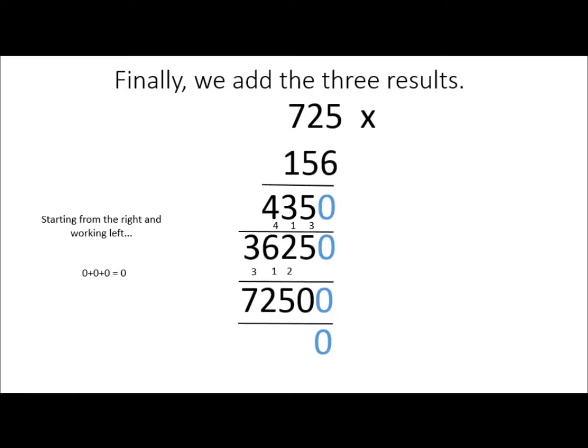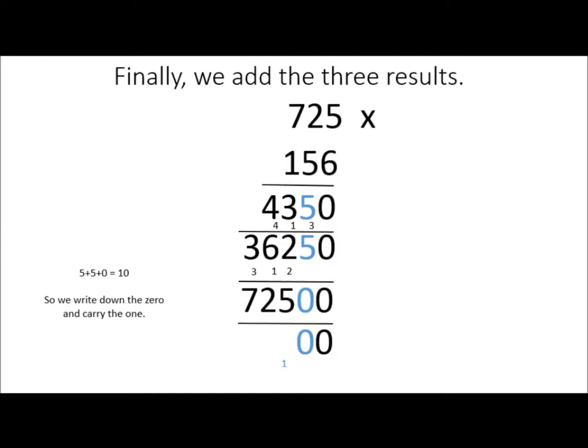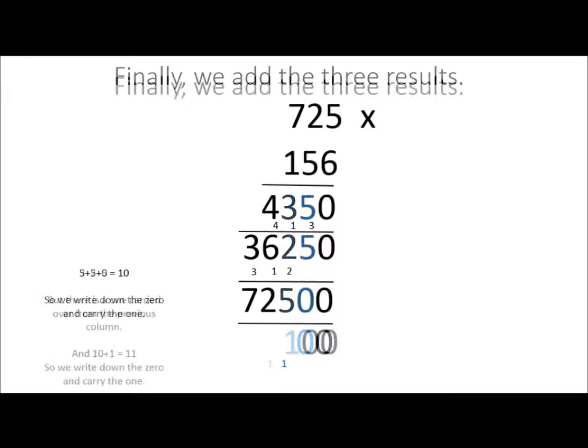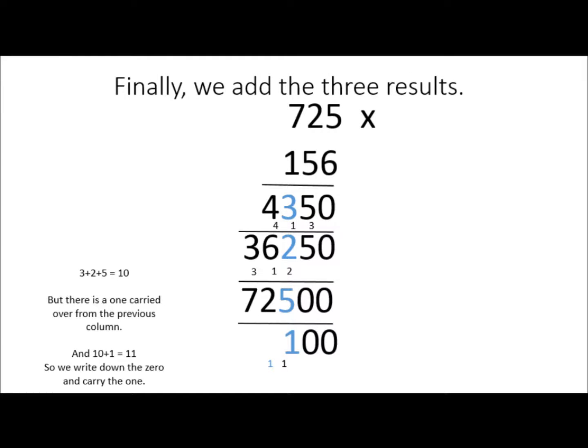Finally, we just add the 3 results. Starting from the right and working left, 0 plus 0 plus 0 equals 0, so we write down the 0. 5 plus 5 plus 0 is 10, so we write down the 0 and carry the 1. 3 plus 2 plus 5 is 10, but there is a 1 carried over from the previous column, and 10 plus 1 is 11, so we write down the 0 and carry the 1.